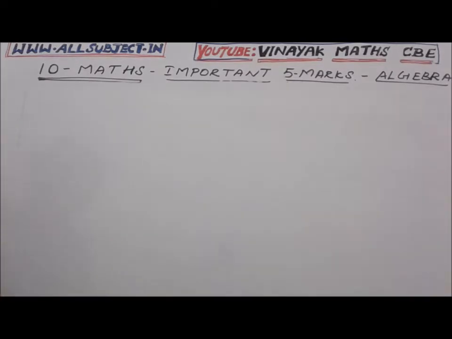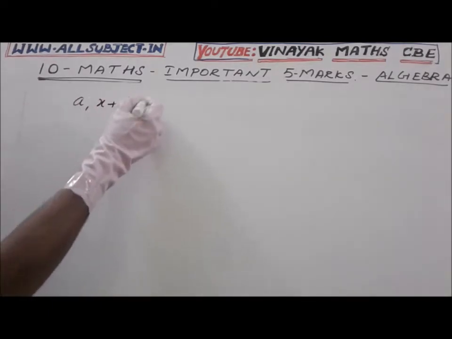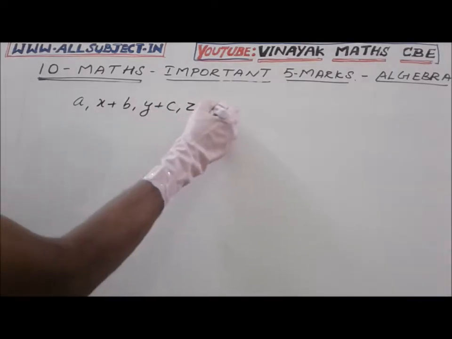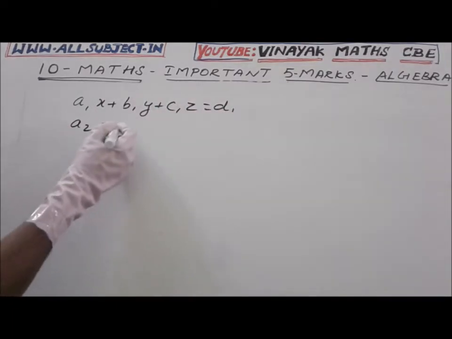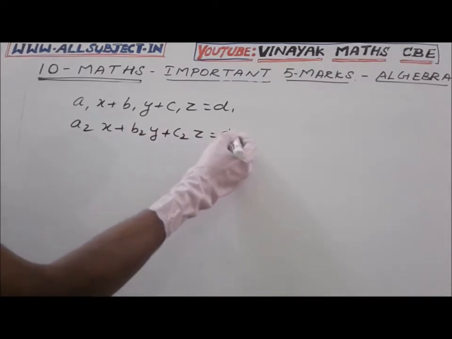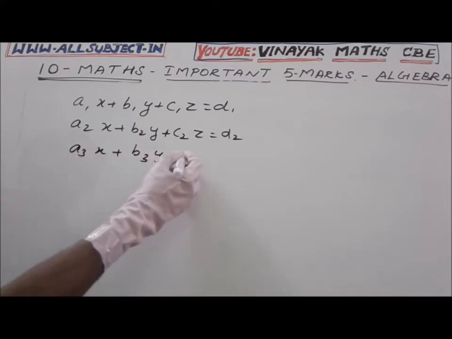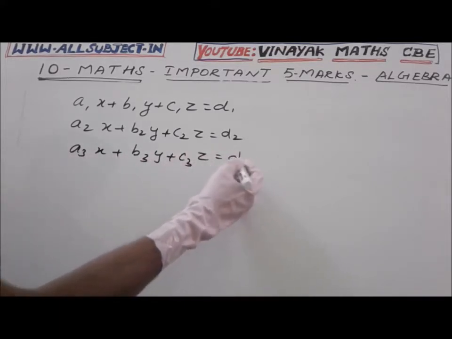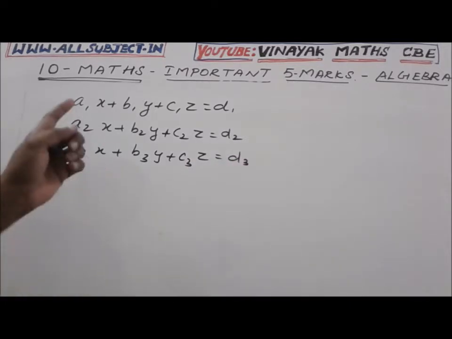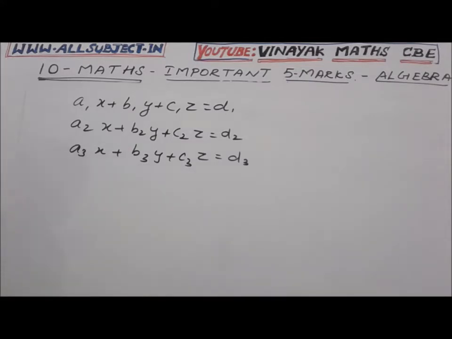Three linear equations: a1x plus b1y plus c1z equal to d1, and a2x plus b2y plus c2z equal to d2, and a3x plus b3y plus c3z equal to d3. There are three linear equations given with three unknowns x, y, z. Then how to solve these type of linear equations by elimination method?